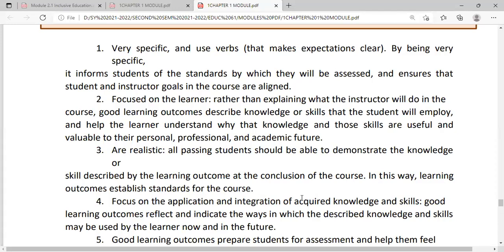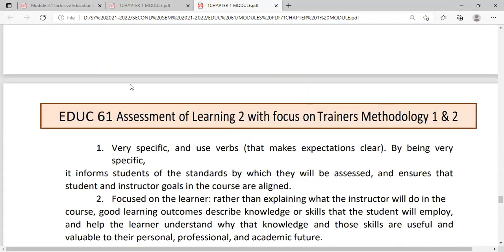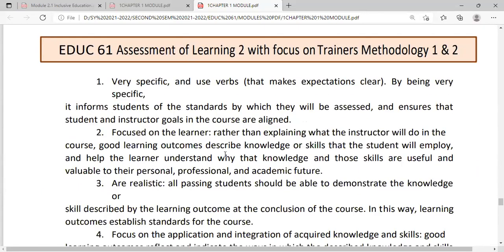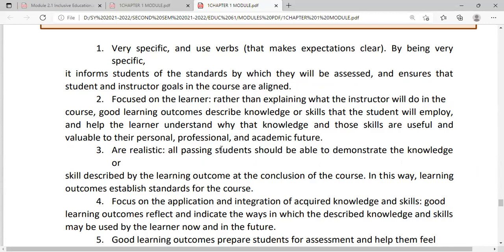Okay. So kani siya, these are the bases para magama taog ka ng good learning outcome. So we have the first one, very specific and use of verbs that makes expectations clear. So kinahanglan nga ato ang intended learning outcomes masabtan sa atong mga estudyante. Focus on the learner. Dapat atong mga students dapat na sila ma-learn, dapat sila ang mag-learn, no?